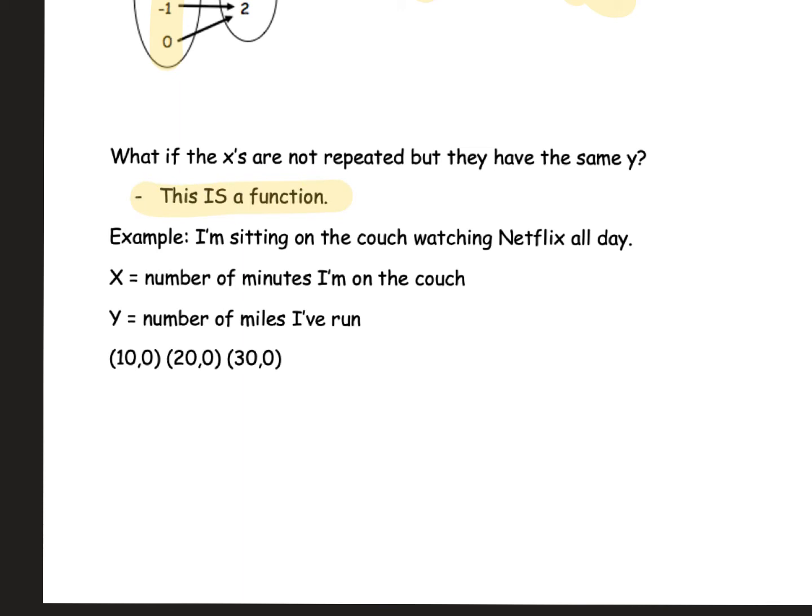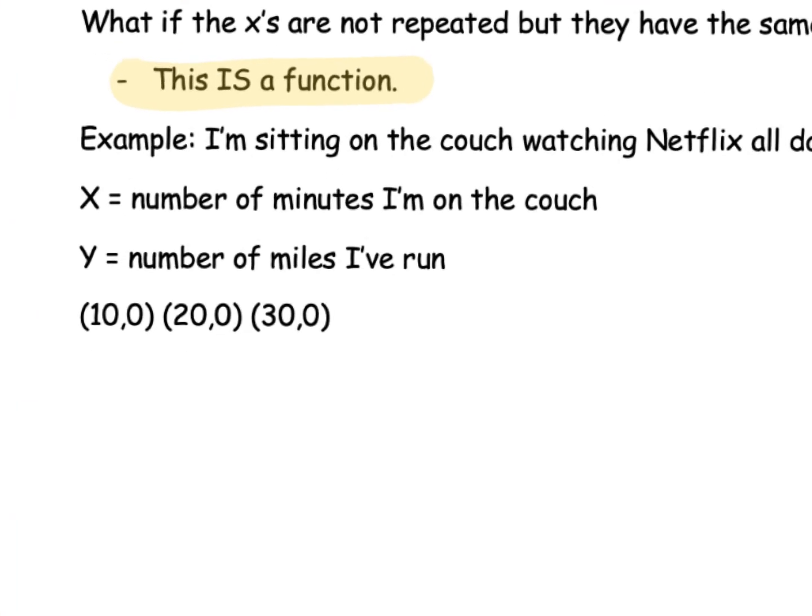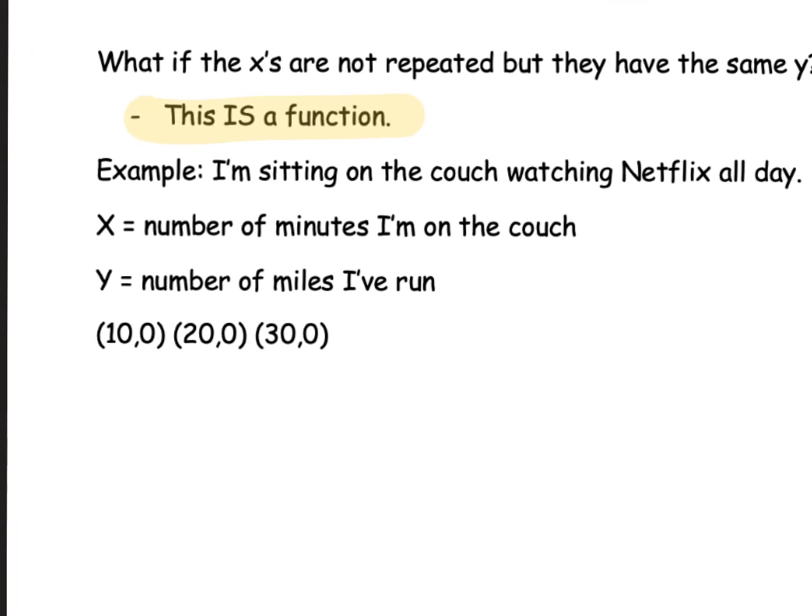Let me give you a real life example of why. Let's say that I've decided I'm going to Netflix all day. I'm not going to do any work. So x represents the number of minutes I'm laying on the couch. If I'm sitting on the couch, am I going out for a run at the same time? No. So if x represents the number of minutes I'm on the couch and y represents the number of miles I've run, well, I've been sitting on the couch for 10 minutes. How many miles have I run so far? Nothing. Okay?